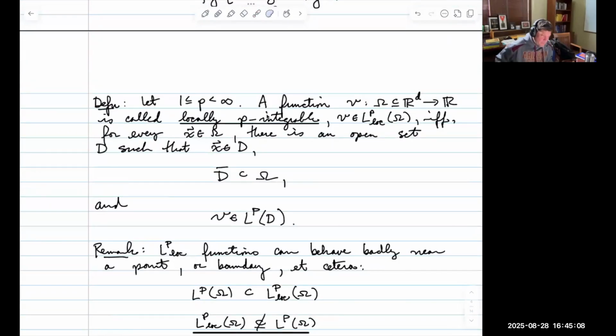Now I need a little bit more because I want to define these weak derivatives, and I can define weak derivatives for functions which are even weaker than L^p functions. In fact, I can define weak derivatives for things which are what we call locally L^p. So a function, and again, we're not defining all this stuff for the simple sake of being abstract. We're defining it because we're going to use this stuff later.